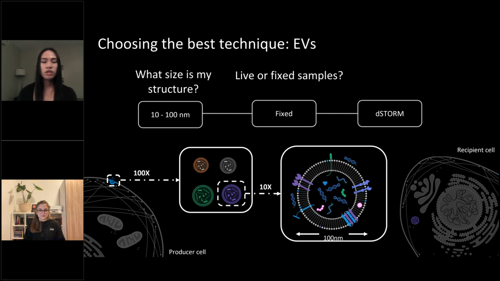But for this, we're just going to follow the same roadmap that I had on the previous slide. So you ask the question, what is the structure of my sample? In this case, EVs are usually around 30 to 100 nanometers. Some of them can be larger, but on average, we'll say 100 nanometers. So we know that. And then we ask the question, is this going to be live or is this going to be fixed? And in this case, maybe we want to look at a fixed sample. And so in this case, we'll be using dSTORM.